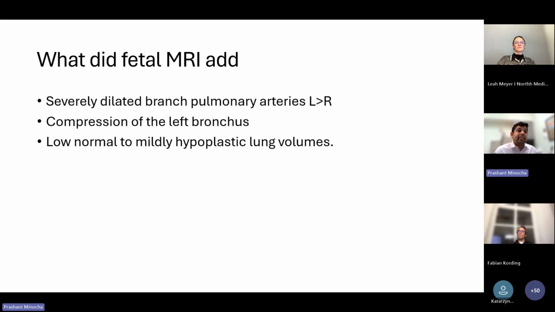I'm just going to present in each of these cases what we thought gated fetal cardiac MRI added. In this case, we felt that the MRI was able to add lung volumes. It was able to define suspicious left bronchial compression, and we know patients with TET absent pulmonary valve typically have some component of tracheobronchial malacia. So this supported that theory, and then we were able to measure the dimensions of the branch pulmonary arteries, and the left pulmonary artery was quite a lot larger than the right pulmonary artery.